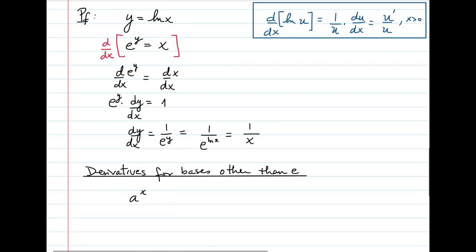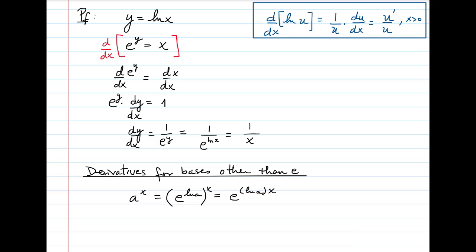Okay, so here if we have a to the x, instead of e to the x, for a some other base, I can rewrite this exponential expression as e to the ln of a, all that raised to the x. Since the e and the natural log cancel each other out, this is equivalent to a, all that raised to the x. Now, ln of a is just a constant here, right? Because a is a constant, so ln of a is a constant.